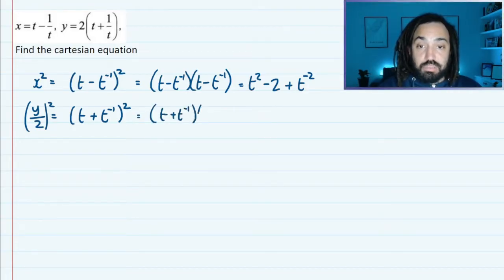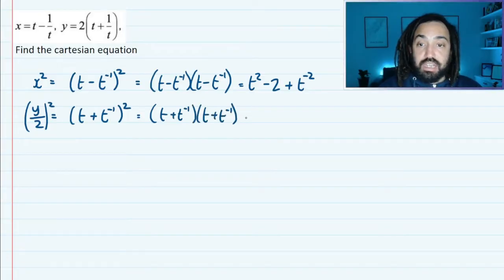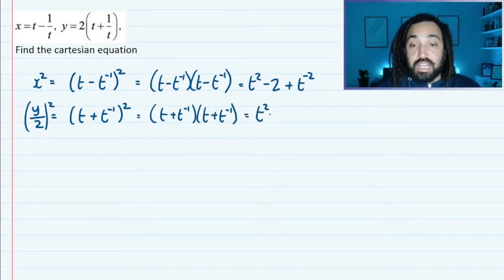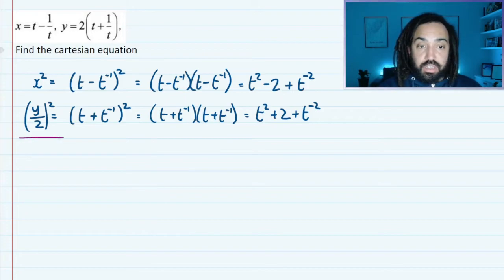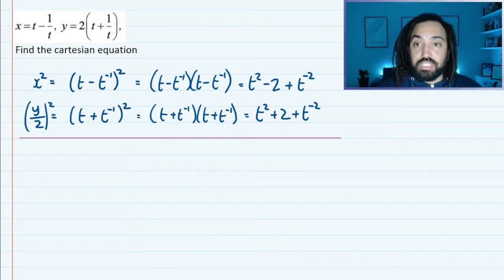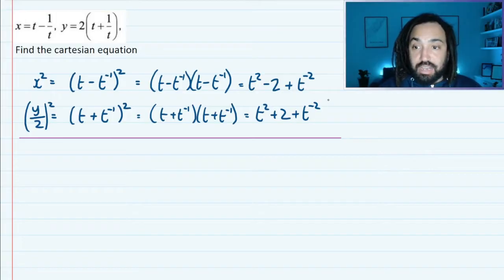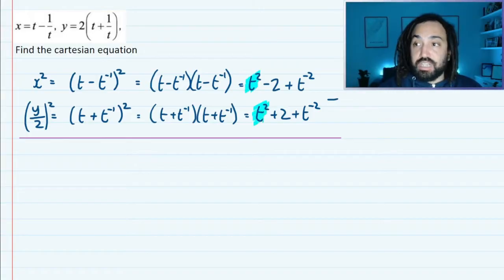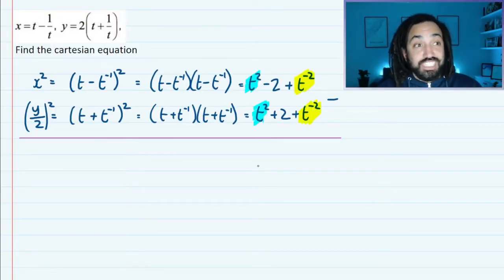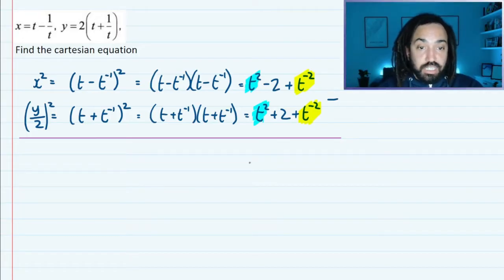Now let's do the same for this one down here. So we'll be multiplying it by itself because we're squaring, and that's going to give me t squared. It will give me plus 2 this time because there's no minuses there, and it will give me plus t to the minus 2 as well. Perfect. So now what we can do is subtract one equation from the other, and that is going to cancel out the t squareds. When we subtract, those will cancel, and it will also cancel out the t to the minus 2s as well. And that's exactly what we want because we want Cartesian, which means no t's, just x's and y's.